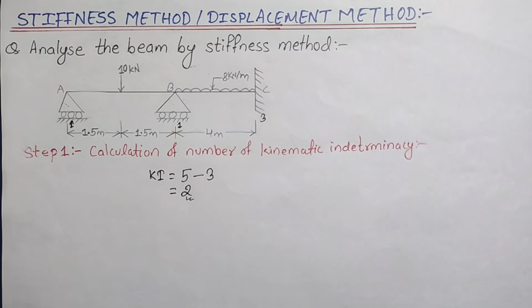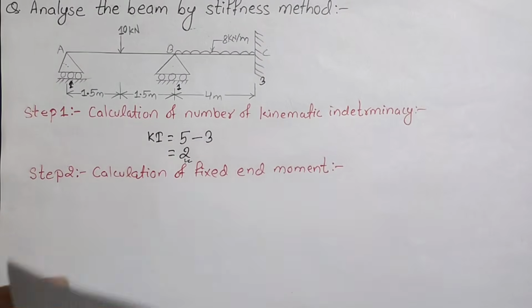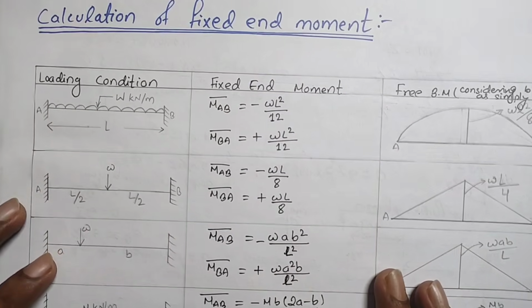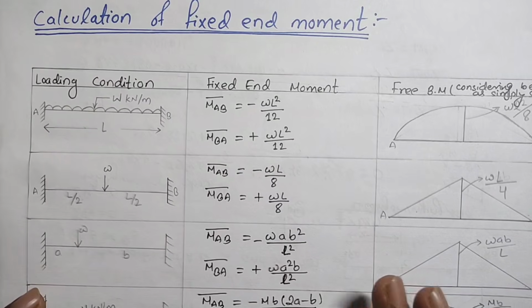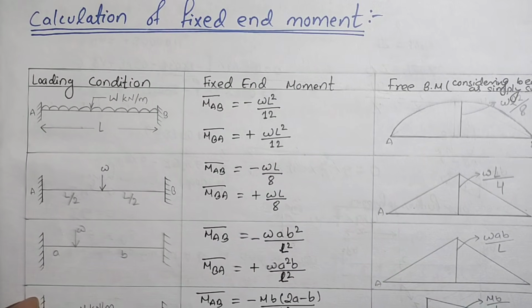So guys, now let's move toward step 2, and in step 2 we will be calculating the fixed end moment. Let me write down step 2, and I will provide you with the formulas which are used to calculate the fixed end moment. So guys, this is our step 2, the calculation of the fixed end moment, and here are the formulas which are widely used for calculating it.